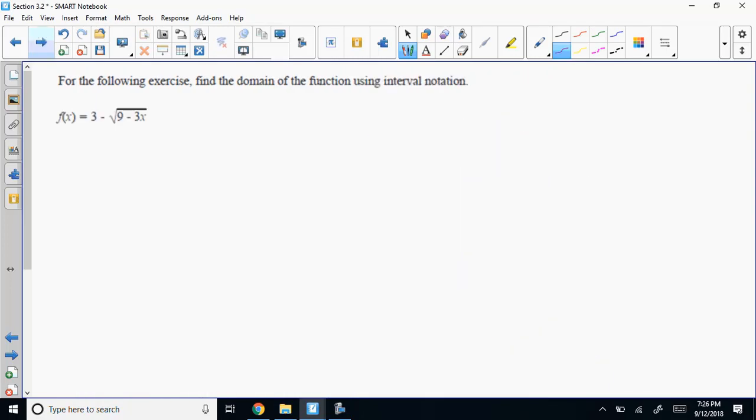All right. We had this discussion earlier. 9 minus 3x is the radicand, right? That's everything under the radical. And it's an even root. How do I know it's an even root? It's a square root. The index or the root is an even number, right? So 2, 4, 6, 8. Okay? So it will always be greater than or equal to 0.